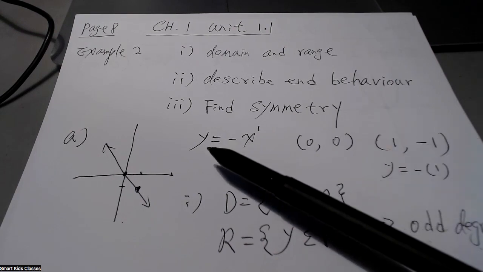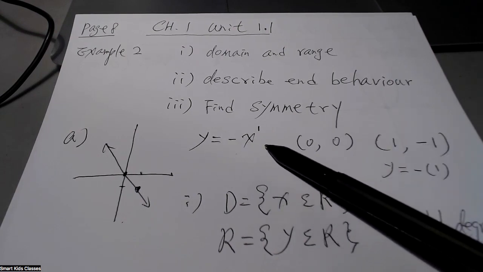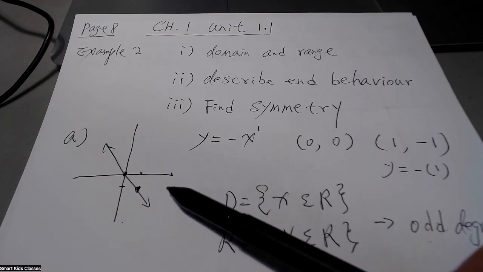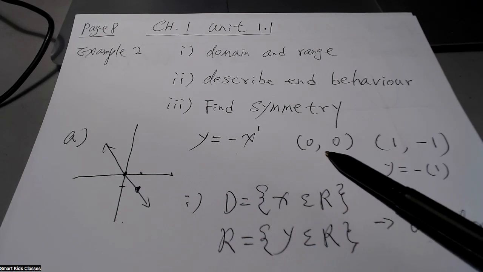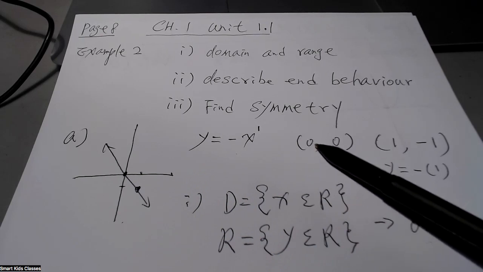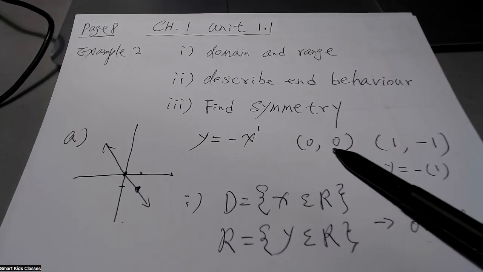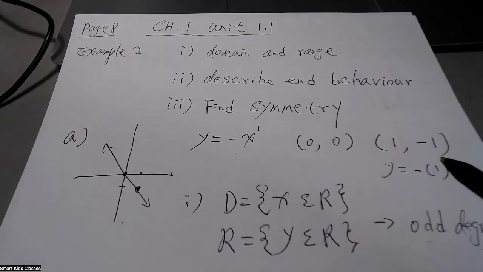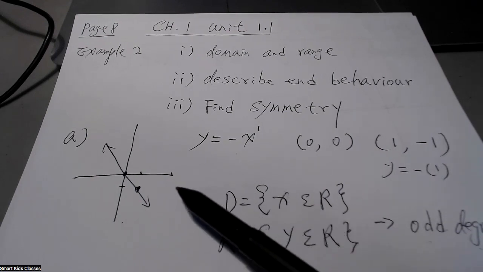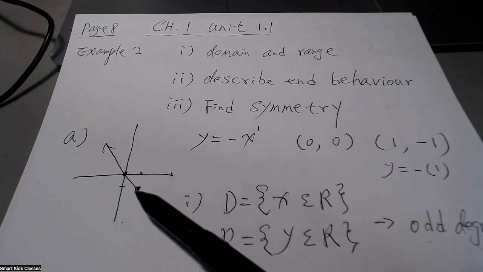So A is y equals negative x exponent 1. It's a polynomial, so we're going to plot this linear equation. To plot it, we get the x-intercept and the y-intercept at the origin. And we get 1 point: when x equals 1, y is negative 1. So we take 2 points and plot the line.